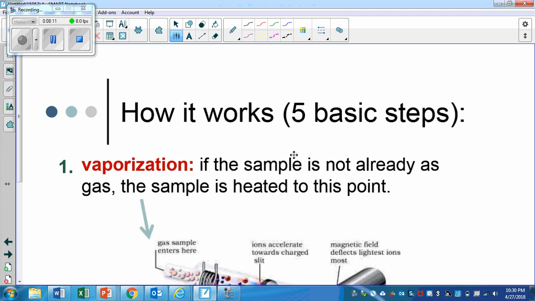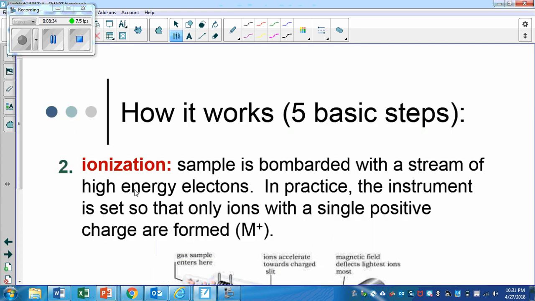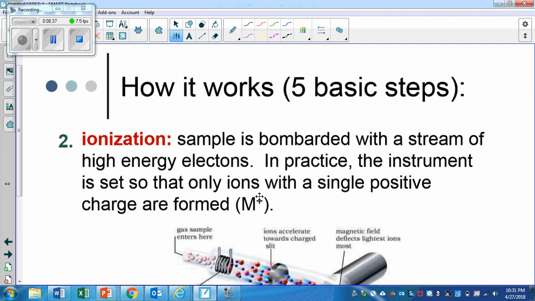But just to go back, it has 5 steps. These steps used to be part of the IB syllabus, but not anymore. But there is a possibility they just ask you to write the steps in a proper order. The first one is vaporization: we convert the molecule into a gaseous state. Then we knock off an electron to convert it into an ion. So the M plus ion means the molecule ion. This M plus ion is the whole molecule. We are not losing anything, only an electron. So the sample is bombarded with a stream of high energy electrons to ionize it.